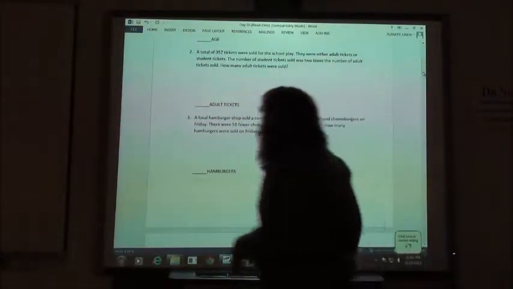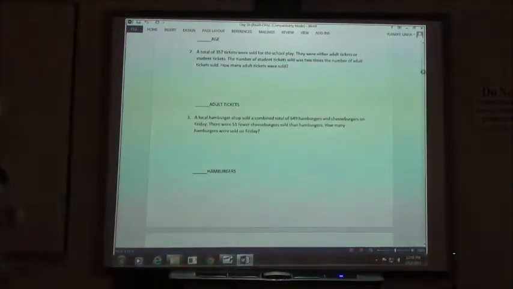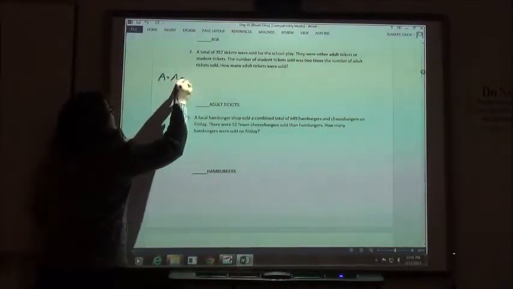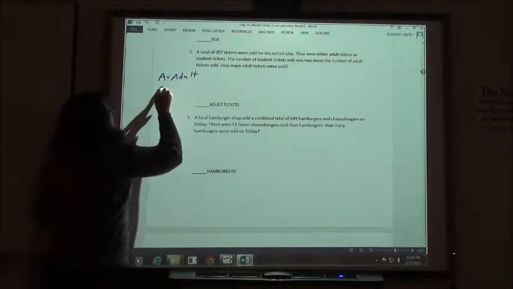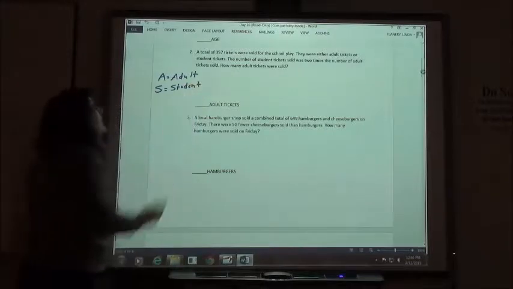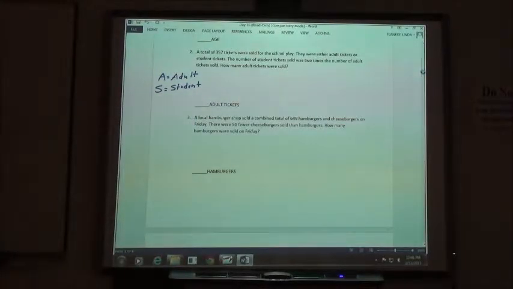Number 2 then. A total of 357 tickets were sold for the school play. They were either adult tickets or student tickets. So we know we're going to do two unknowns. I'm going to say that my A is my adult tickets and my S is my student tickets, because I like to use variables that make sense to me instead of just using an X and a Y and then getting to the end and not knowing which one's X and which one's Y. So even though my S looks like a 5, I'm going to use it anyway.